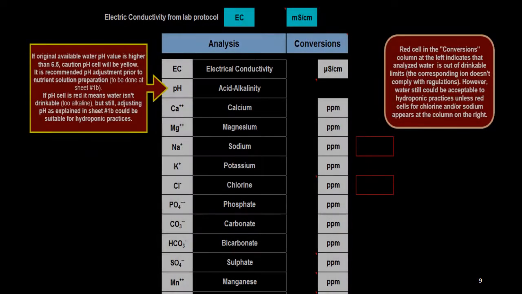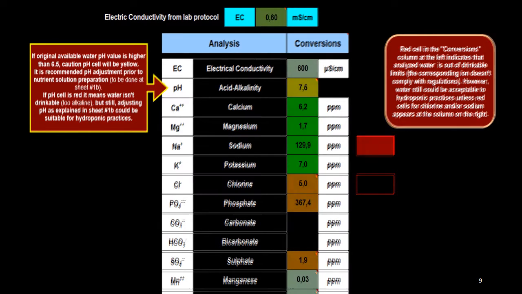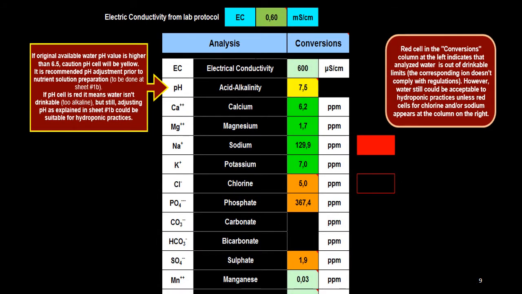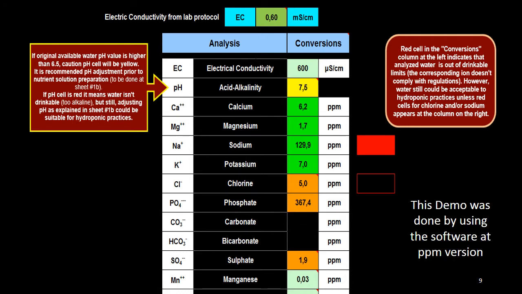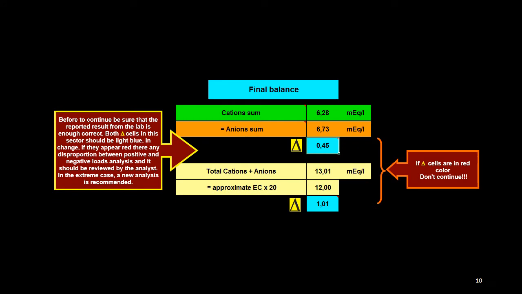Below, on the same page number 1A, in the left column corresponding to conversions, the ion values of the supply water chemical analysis will appear automatically, being in ppm or in millimols/liter according to the preference of the user. These figures are coming from the Insert Figures page. A final result balance now appears at the bottom of sheet number 1A. Along with this result are two indicator cells.